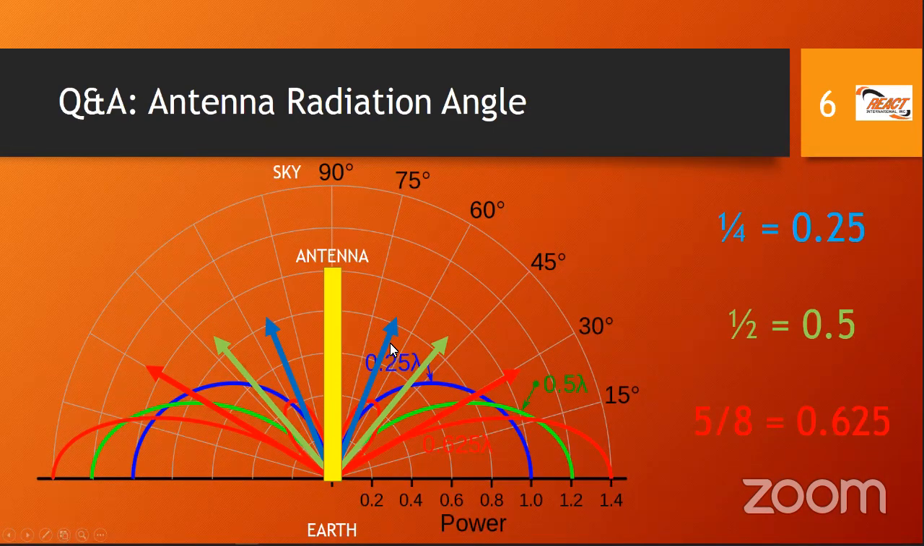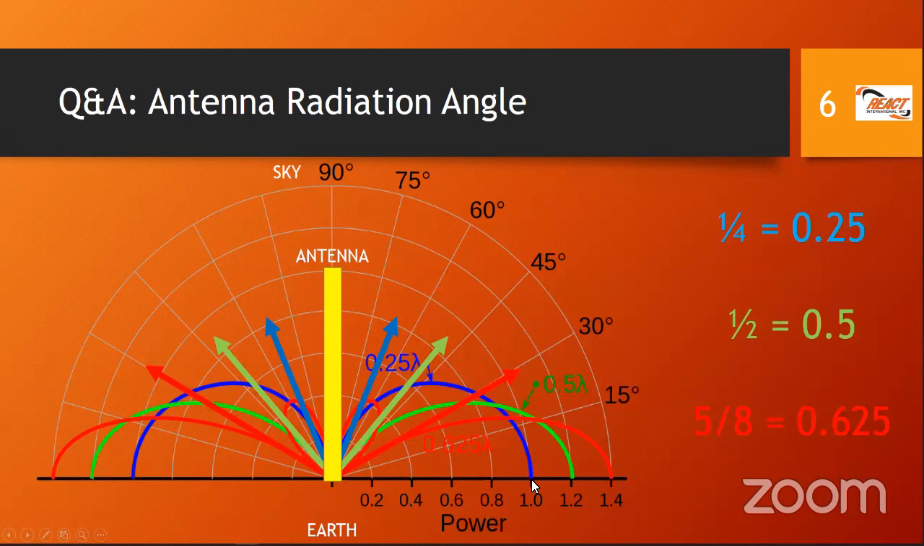We said if we are using a quarter wavelength antenna, it has a high radiation angle. So notice this blue line is the radiation angle if we're using a quarter wavelength antenna. But notice that when we have a high radiation angle, the signal doesn't travel too far. It goes to this point here. Notice this distance here. The signal will travel this far.